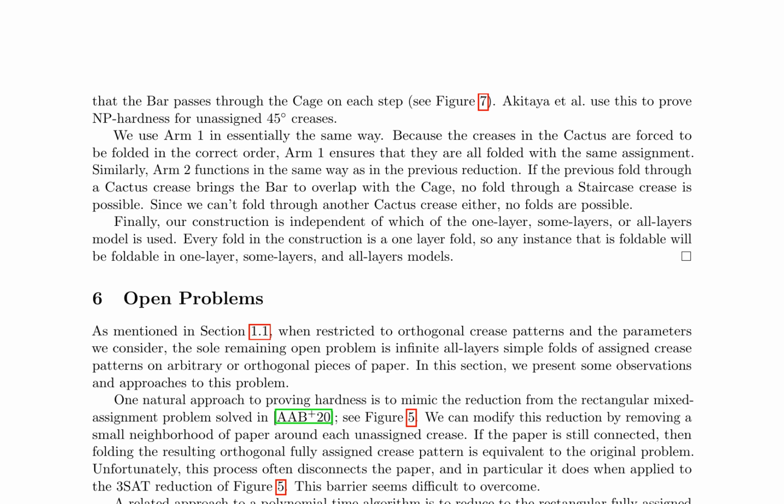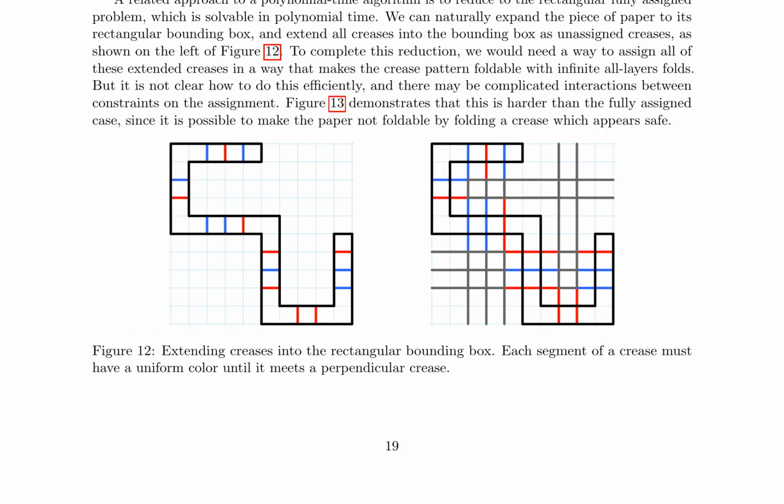The discussion then shifts to open problems, particularly infinite layers simple folds of assigned crease patterns on arbitrary or orthogonal pieces of paper. Two approaches are presented. One attempting to mimic the reduction from the rectangular mixed assignment problem, and another focusing on reducing to the rectangular fully assigned problem. Both approaches face challenges, highlighting the complexity of the problem.